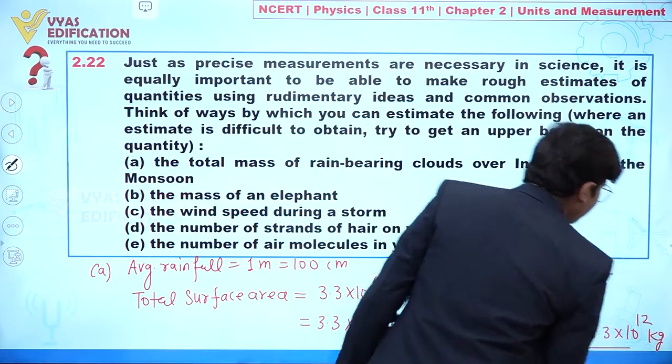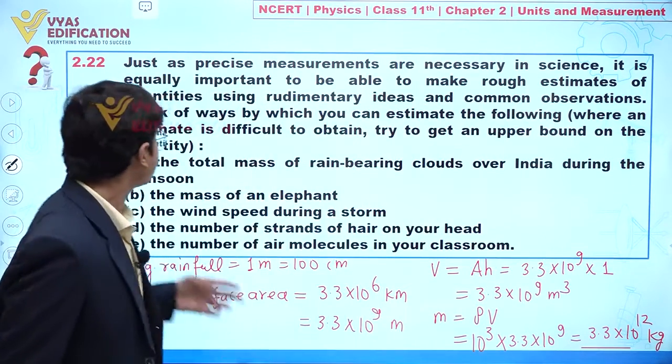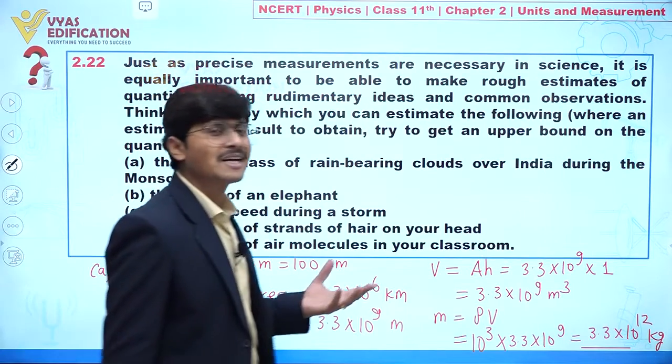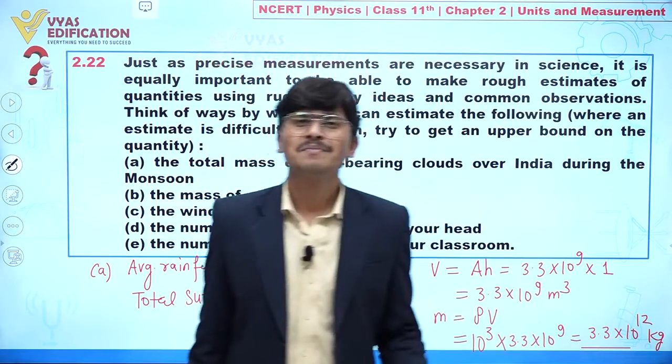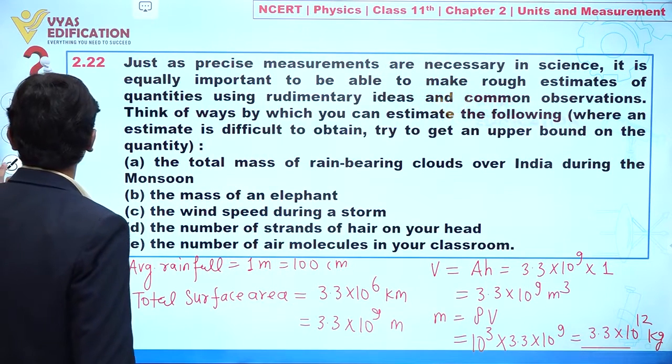Clear? So we can say like this, we can find a rough estimation of the total mass of rain bearing clouds over India during monsoon. Clear? So this is all about part number A. Clear to everyone? Yes.